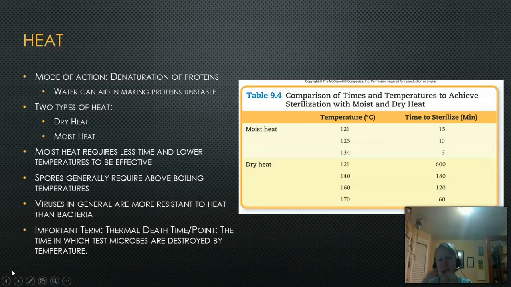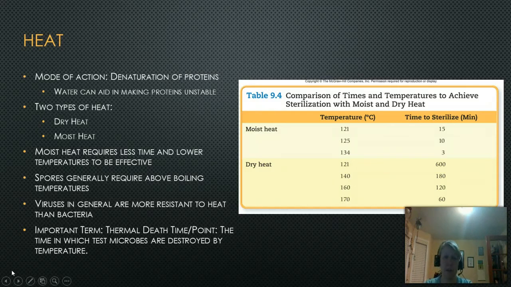The last thing is, how do we determine these times that you see here? This comes from the thermal death point or the thermal death time. What we do is we have organisms that we know are controls, and we'll place them in whatever situation we plan to do for this heat to see how long it takes. What we'll then do is we'll test for microbial death.